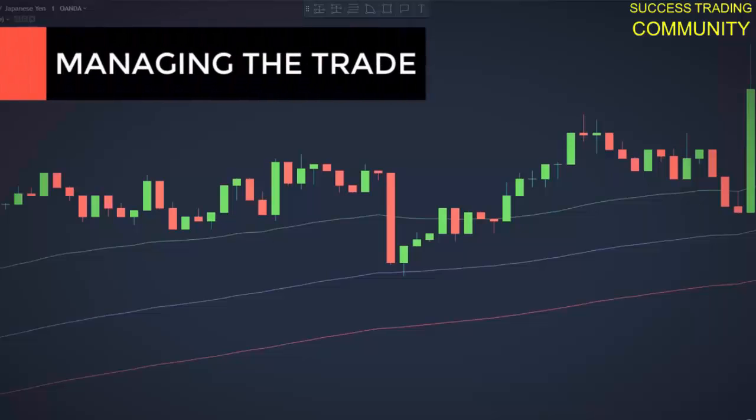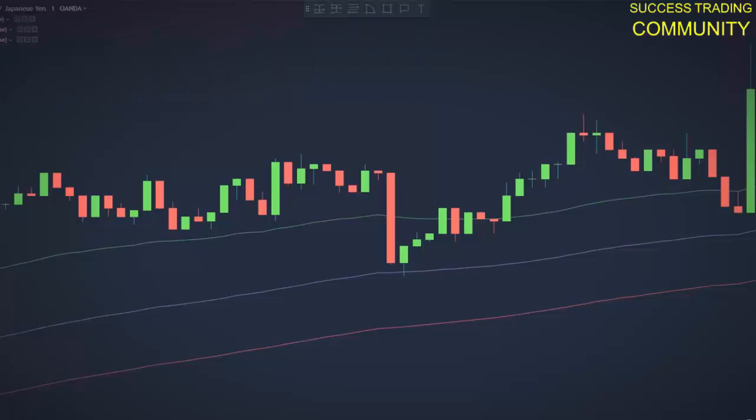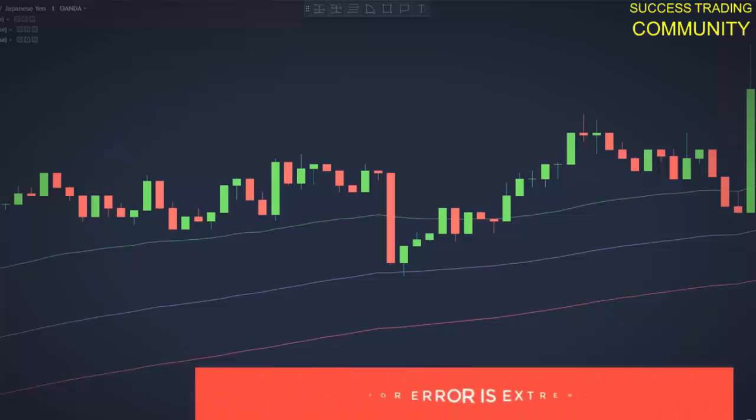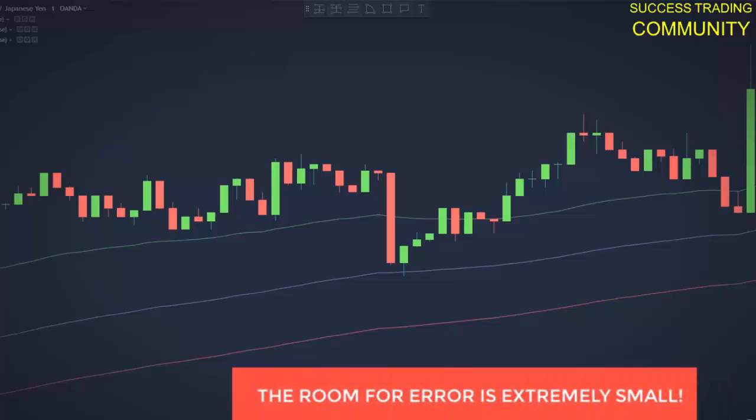How to manage the trade? There are many exit tactics that can be used for the pullback trade. Before you select the type of exit strategy, you should first remember you are scalping. The room for error is extremely small.